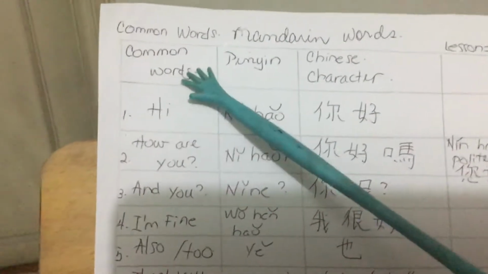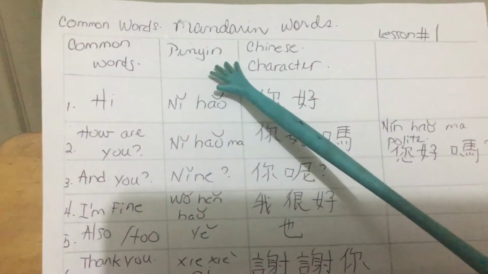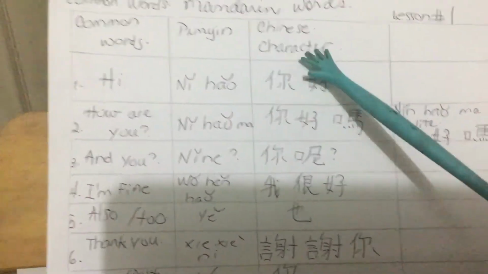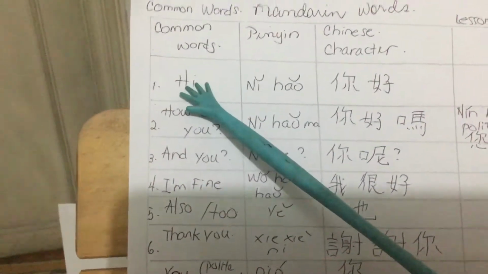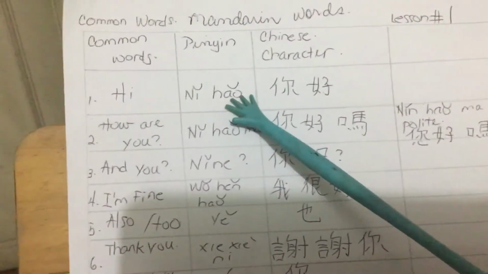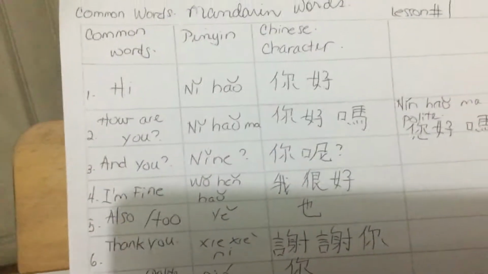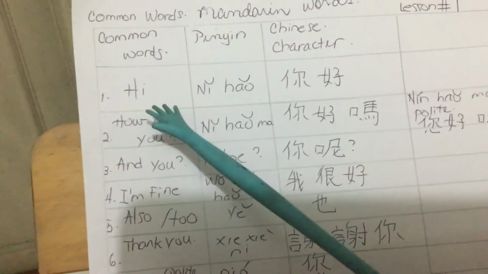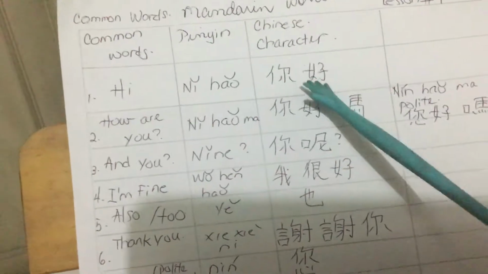The first part, this is common words in English. This is pinyin, romanized spelling for the foreigners to study Mandarin. Chinese characters. Lesson 1. Hi, in English. In Mandarin, ni hao. Ni is you, hao is good. Ni hao.